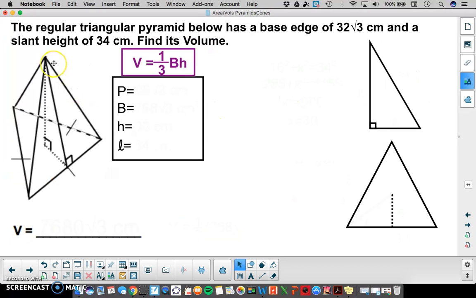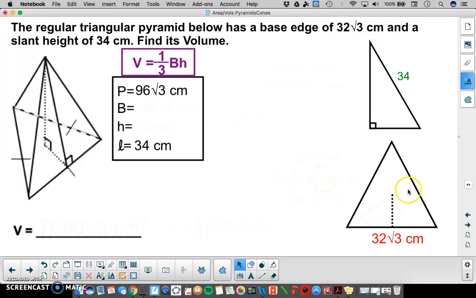In this example, we're going to find the volume of the regular triangular pyramid with a base edge of 32 root 3 and a slant height of 34. So I've got my formula of 1/3 big B times H, and I'm ready to find P, B, H, and L. I was given that my slant height is 34, so I know that's going to be the hypotenuse in my height triangle. I also know I had a base edge of 32 root 3. I'm going to use that to help me find my perimeter of 96 root 3.